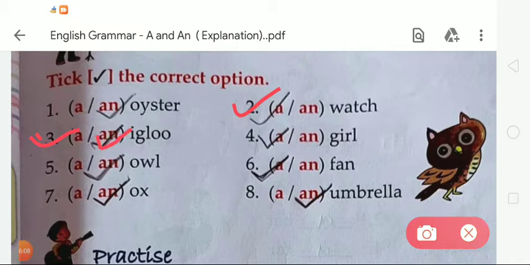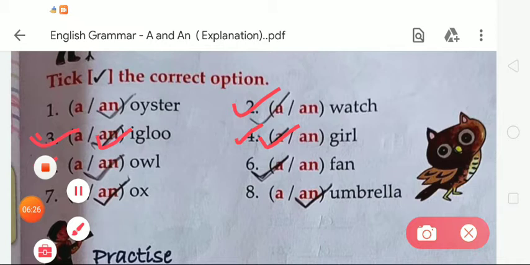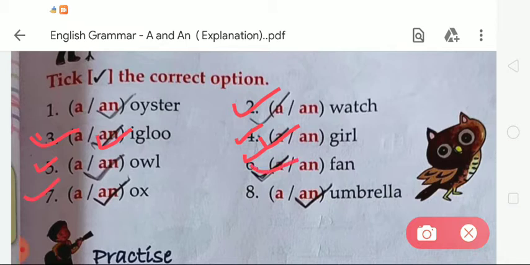Now the next, number 4 is girl. What will be used with girl, a or an? We have to use a. Now number 5, owl. What will be used with owl? We have to use an with owl. Now in number 6, fan. What will be used, a or an? We have to use a here. Now in number 7, ox. What will be used? We have to use an. Okay students, in number 8, umbrella. What will be used with umbrella?